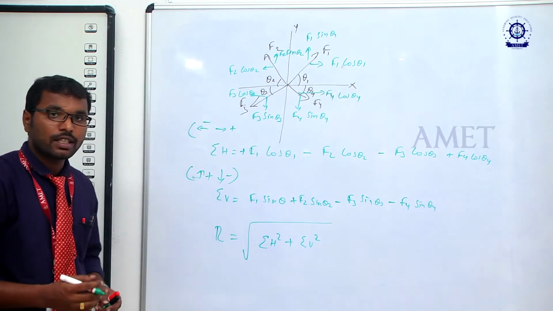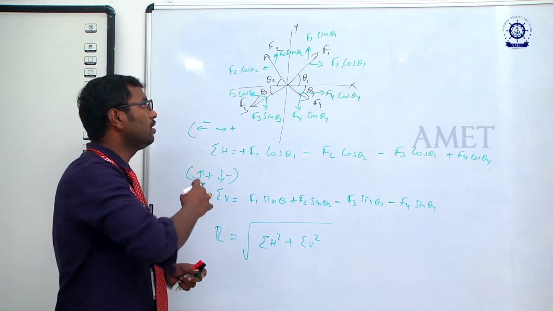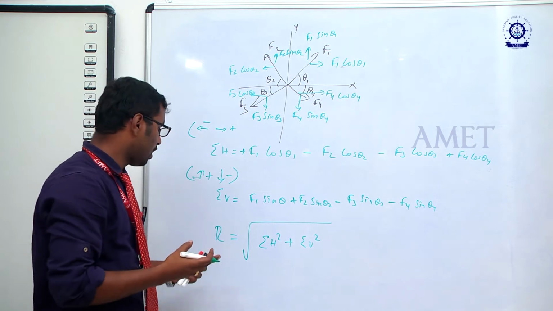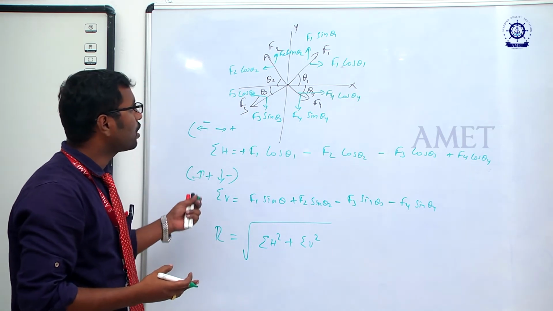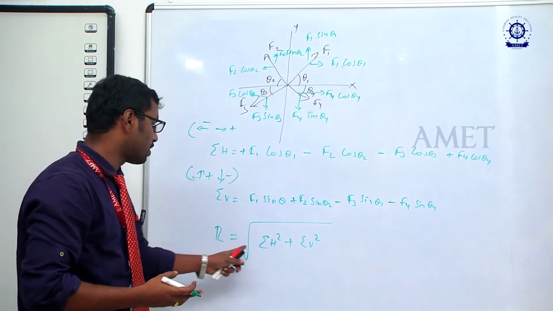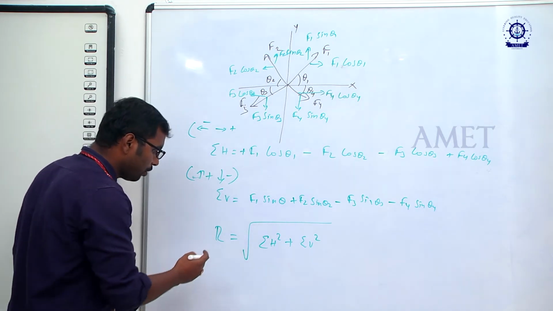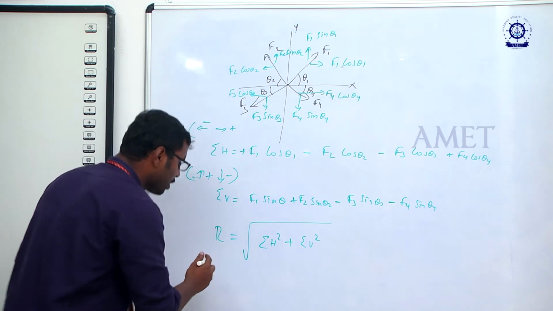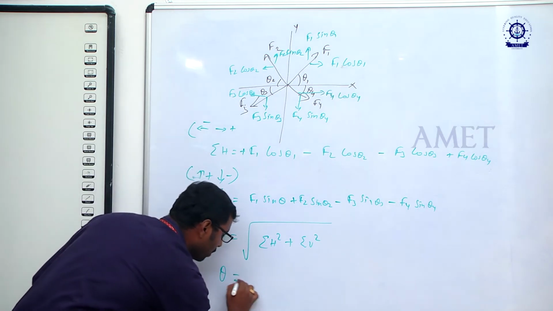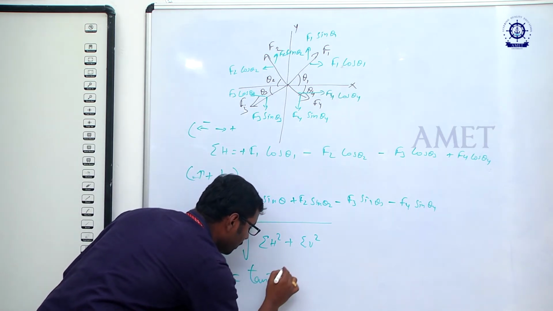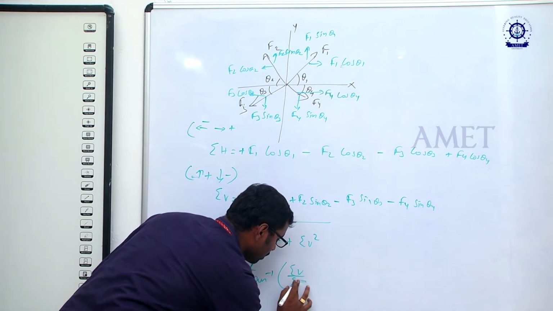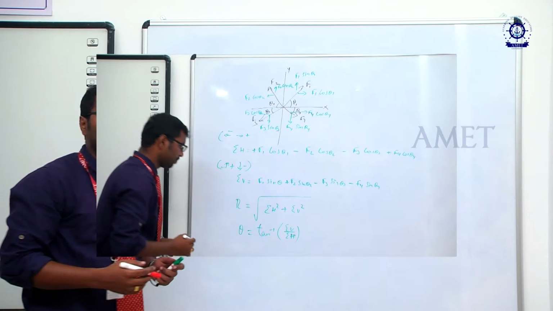Resultant force means a single force which can replace the force system with the same magnitude. That force is called the resultant force. In case we need to find the direction of the resultant force, we need to follow a formula: theta equals tan inverse of summation of vertical component divided by summation of horizontal component. Let me see the problem.